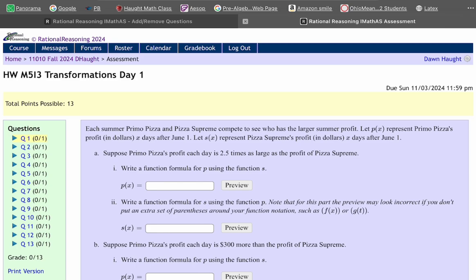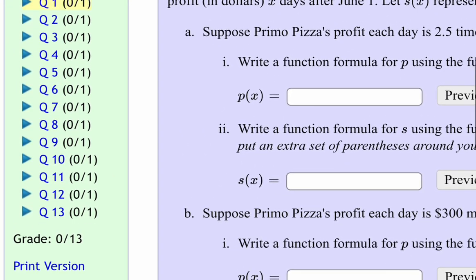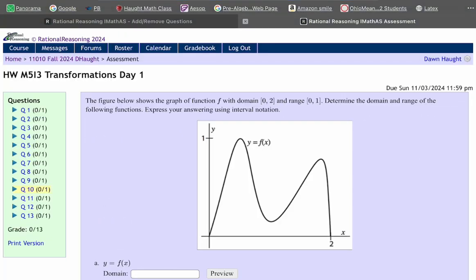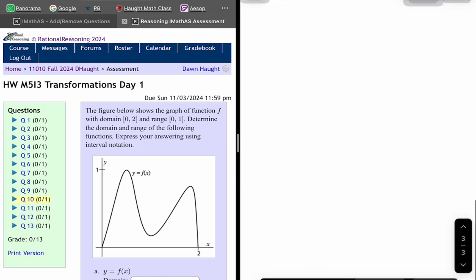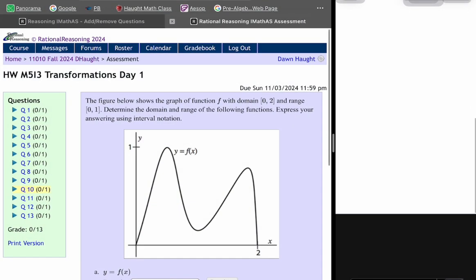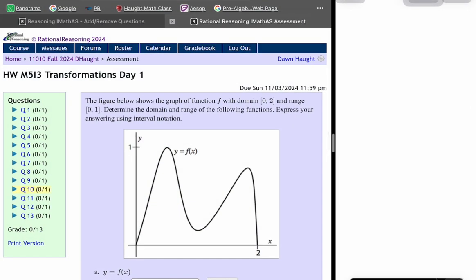5.3 transformations day 1. If we could look at some of these together, okay. I really want to focus on 10 and 11 because that's where some people were struggling. So I would like to open up problem number 10. Okay. Let me get a sheet of paper here so I can show you some stuff. So if we look at this function, you can see that the graph of function f is given. It has domain from 0 to 2.